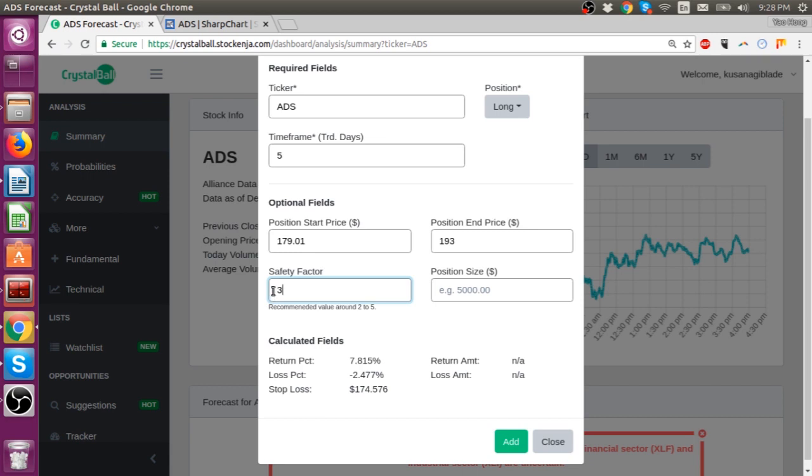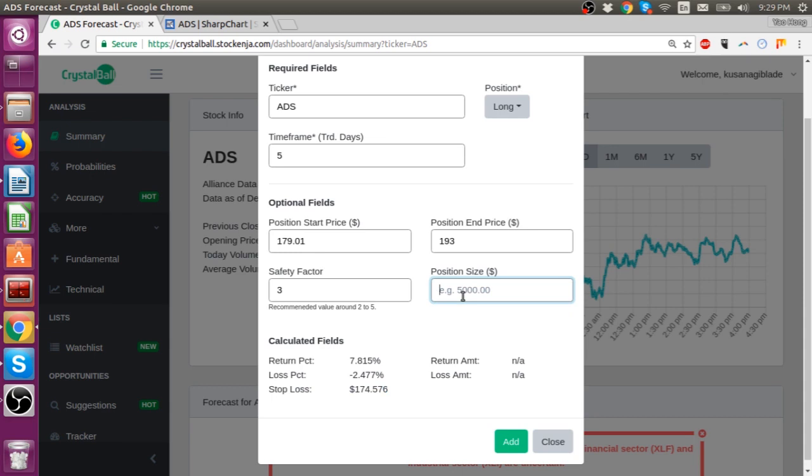Okay, so just to briefly explain what this safety factor of 3 means, it basically means that I can fail 3 times, but I will only need 1 success to make back all my losses. And this is how you try to manage risk. This is where the risk management comes in. And you note that as soon as I put the safety factor in, this form calculates the maximum loss percentage that I should be bearing, and it also tells me at what price point I should stop my losses. So this is pretty helpful, at least for me.